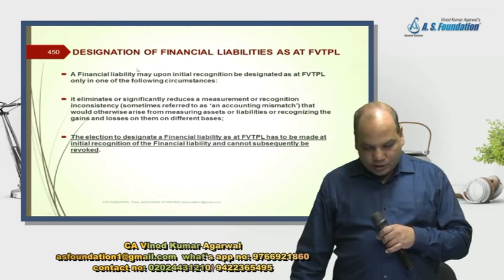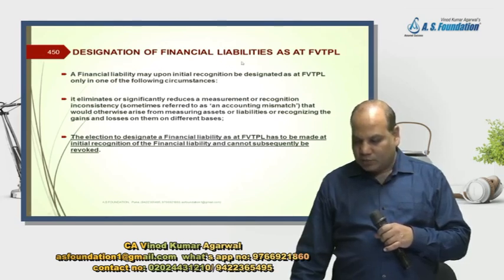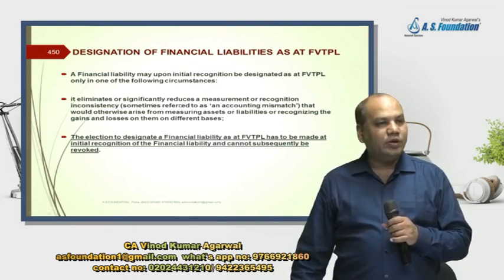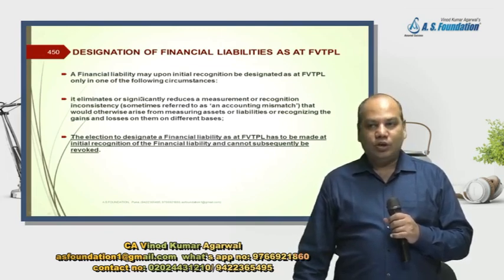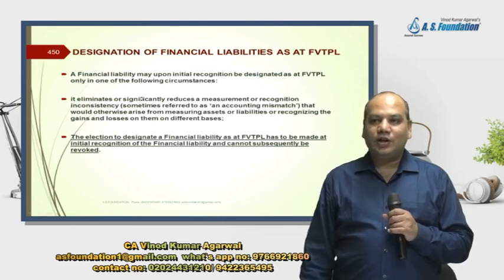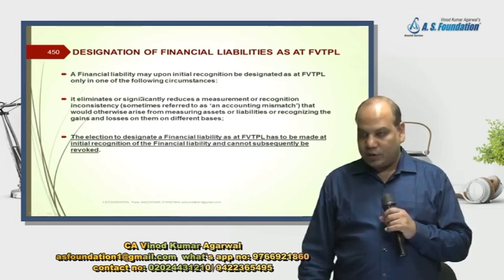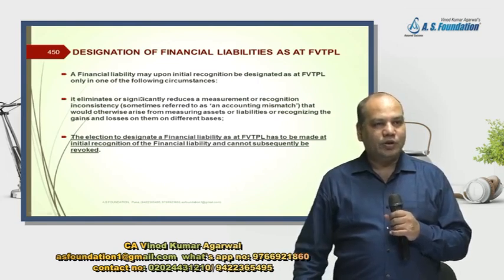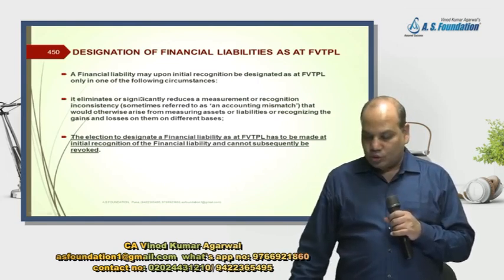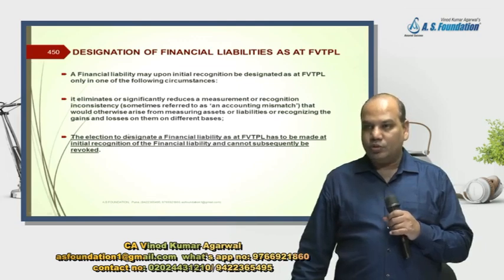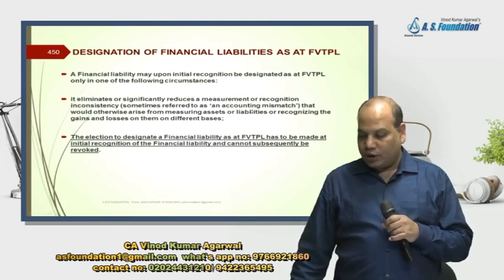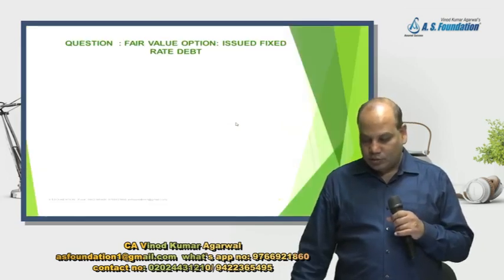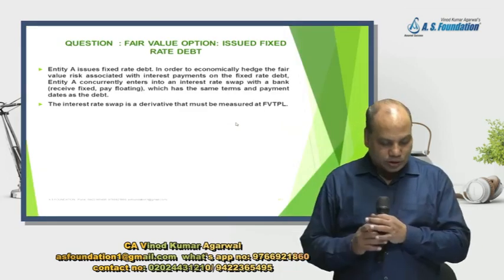Some repetitions are there. Designation of financial liabilities as at FVTPL. This standard gives management the power that you can designate any financial liability as at FVTPL, but once you choose this option, then you cannot subsequently change the classification. So normally you should use this option only to avoid any accounting mismatch, which I explained to you, and one example also is there in your book.